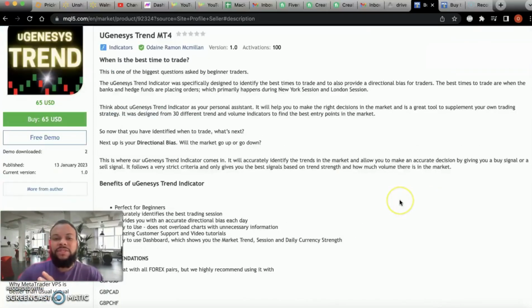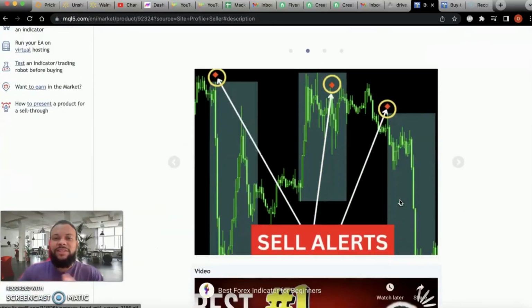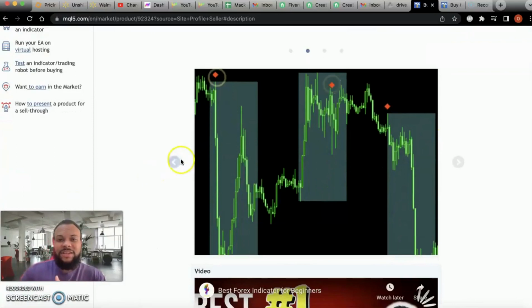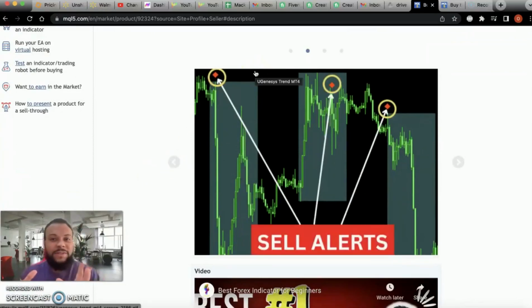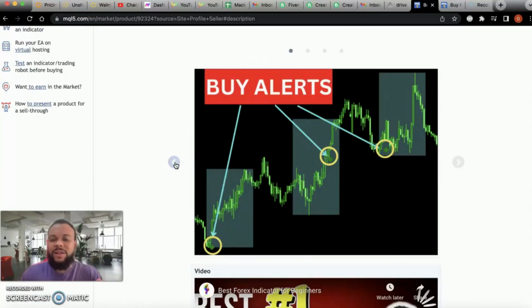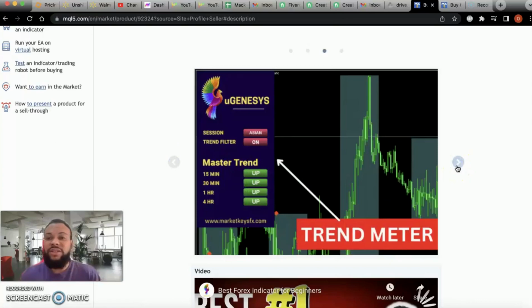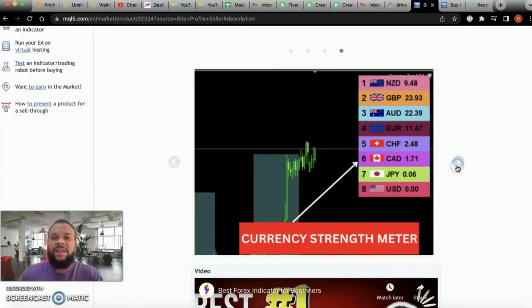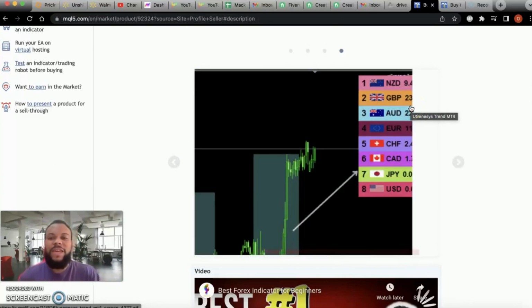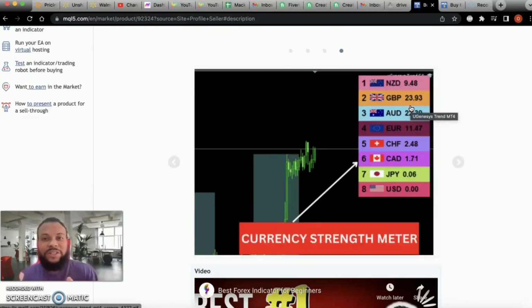All right. Let me scroll down so you can see it. So yeah, it gives you sell alerts at different times, the best times for trading. It gives you buy alerts as well. It allows you to see the overall trend of the market, and it also gives you the currency strength. So when you look at this, you will be able to know exactly what currency pair to trade.